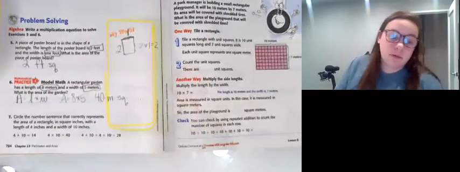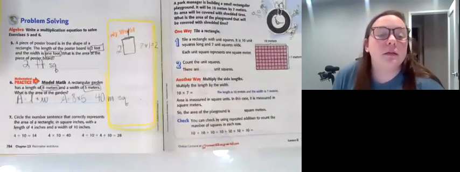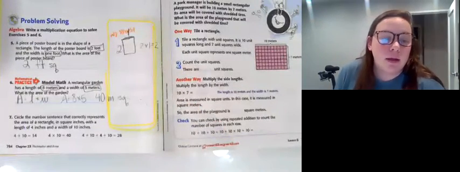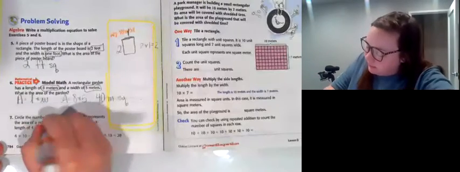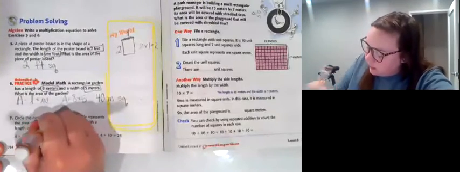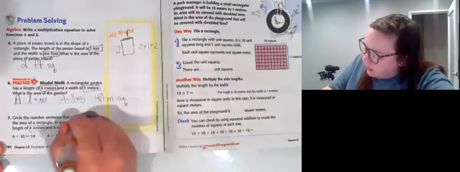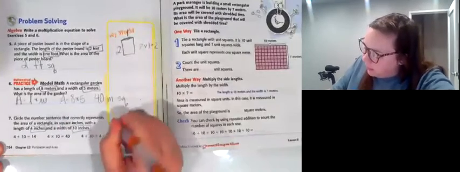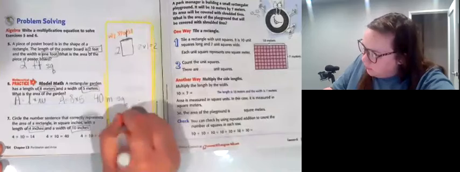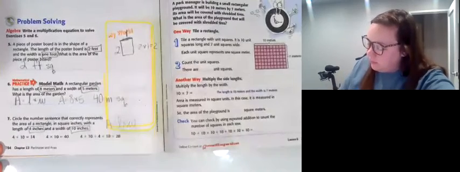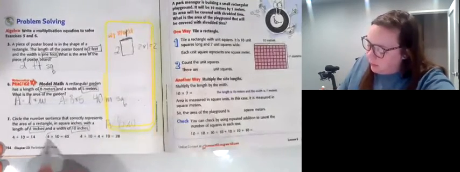Okay, finally, number 7. Circle the number sentence that correctly represents the area of a rectangle in square inches with a length of 4 inches and a width of 10 inches. So remember, area is using multiplication. So this is our only correct option.